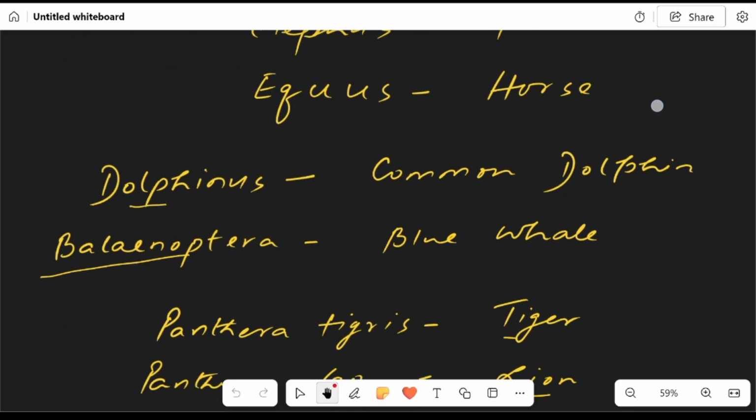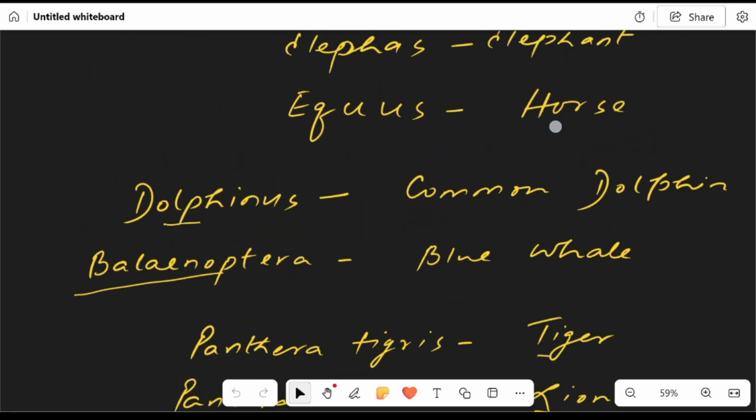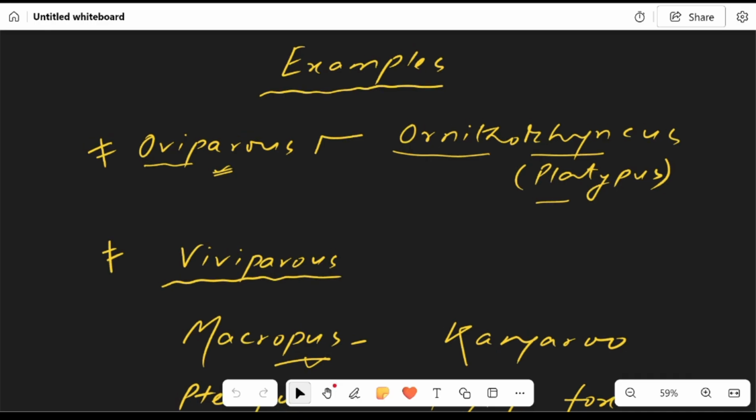Delphinus is the common dolphin. Balaenoptera is the blue whale. Then we have Panthera tigris, tiger, and Panthera leo, lion. So we have examples of mammals.